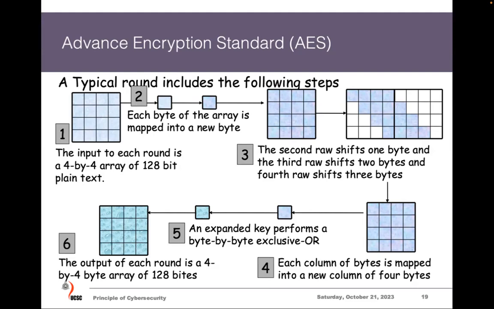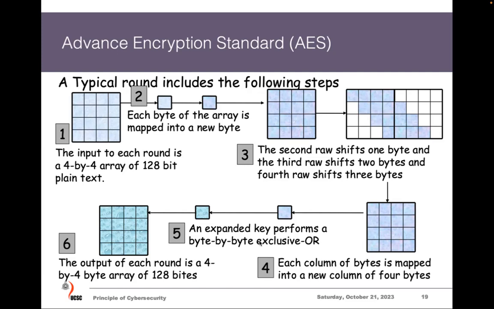After that, the first thing we do is map each byte in the array into a new byte based on the key. So after that, we get a new set of 16 bytes. Then those 16 bytes we rotate in some pattern. How do we do that? We keep the first row as it is. We rotate the second row by 1 byte, the third row by 2 bytes, and the final row by 3 bytes. Then it will produce a new 4 by 4 matrix.